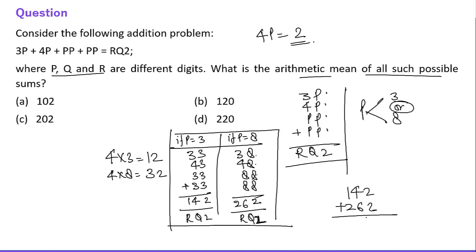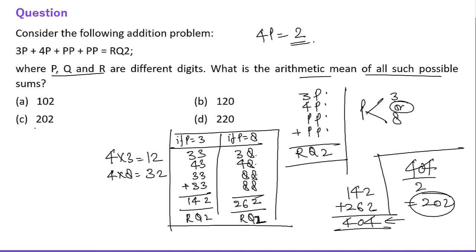Just add all of them. This is what? 404. We need to find the arithmetic mean, right? So 404 by 2, so this is 202. Okay, so the arithmetic mean of all possible sums will be 202, correct? Right, everyone? Okay, fine, good. All right, it's a good question. Okay, now let's move to the other one.